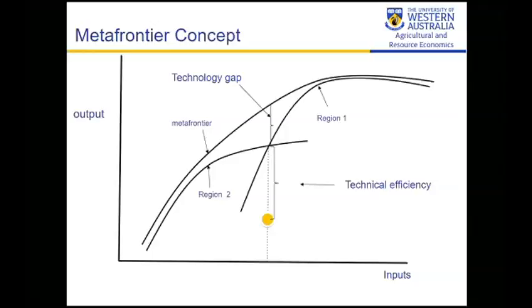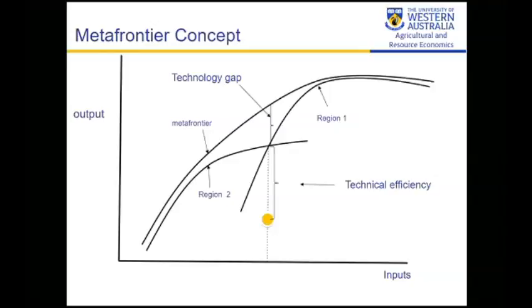So that is the Metafrontier concept. You have groups or regions, and then you have the overall technology in the industry, and you are comparing and decomposing based on how efficient individuals are relative to the group frontiers and how various groups are efficient relative to the overall technology in the industry.